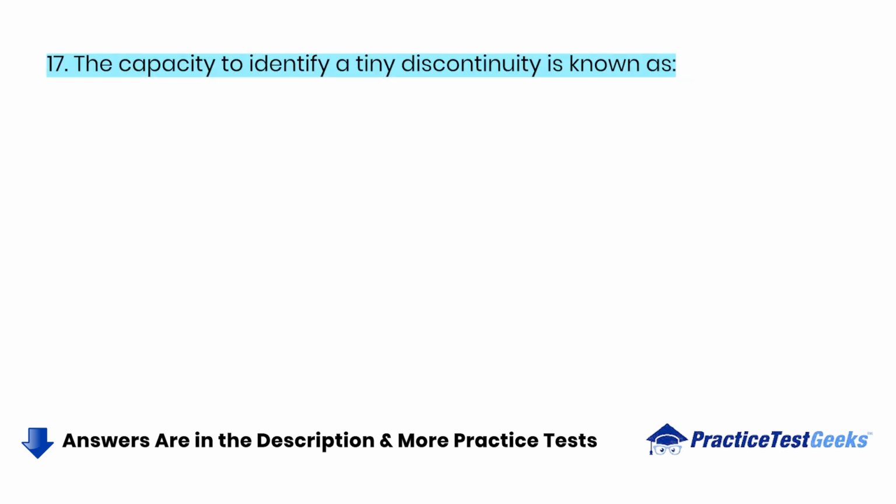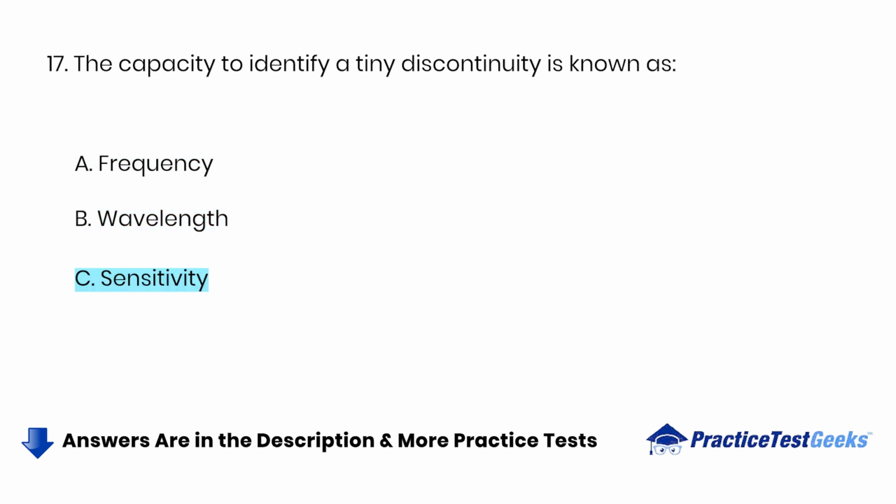The capacity to identify a tiny discontinuity is known as A. Frequency. B. Wavelength. C. Sensitivity. D. Resolution.